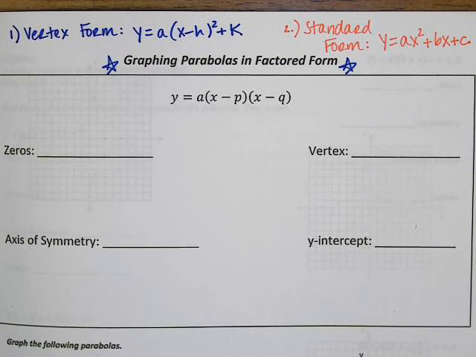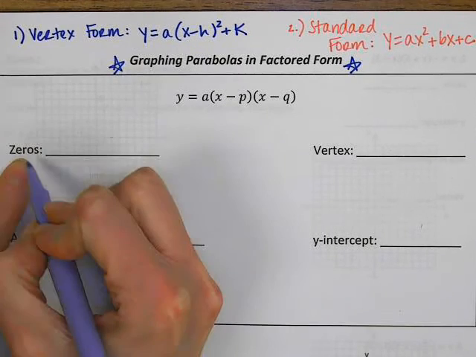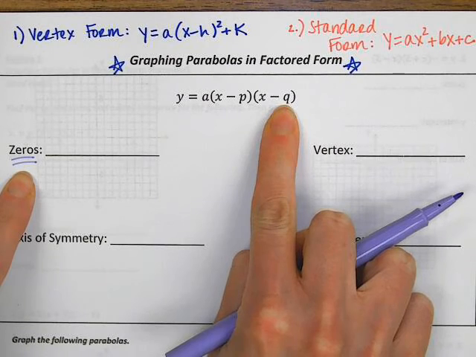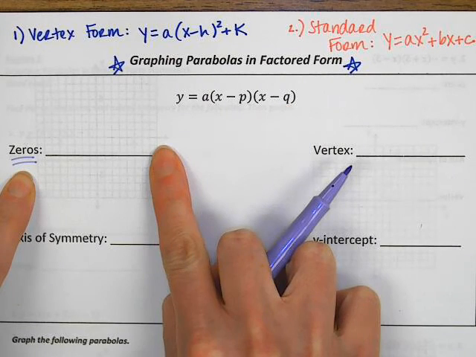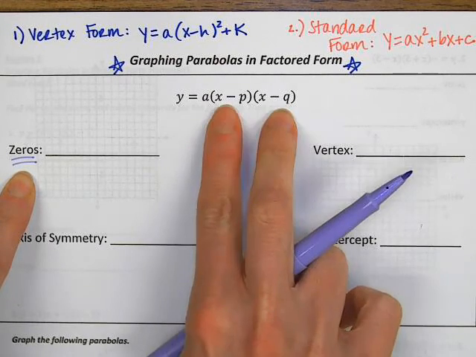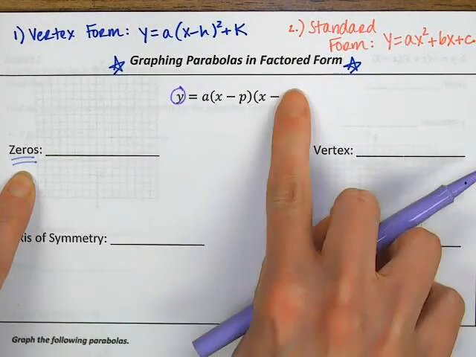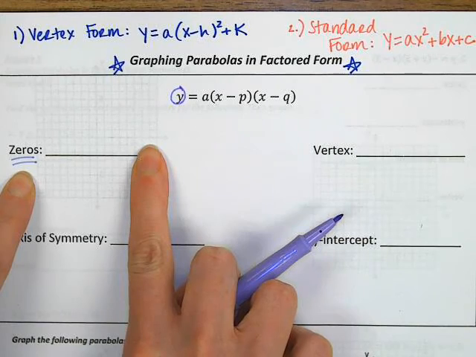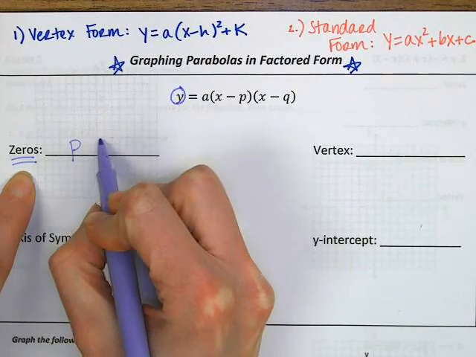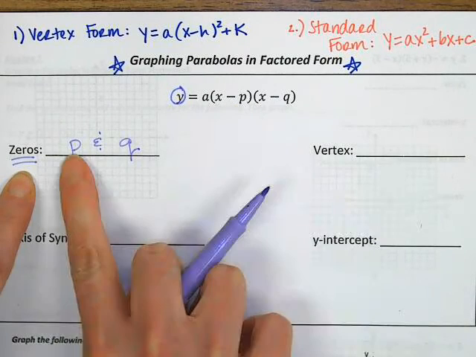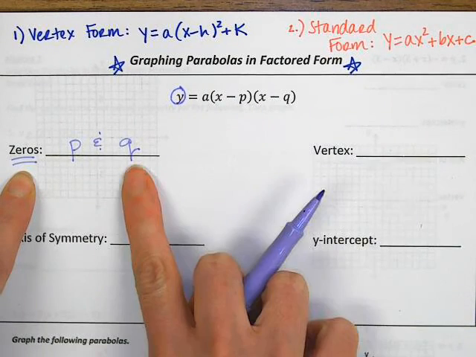Okay, so the good news is to find the zeros for today, since they're already factored, it's just going to be the opposites of them, right? Remember we said before, if it's already factored and you set it equal to 0, it's just the opposite of the stuff in the parentheses. So it's going to be p and q, right? Opposite of minus is positive, opposite of minus is positive.